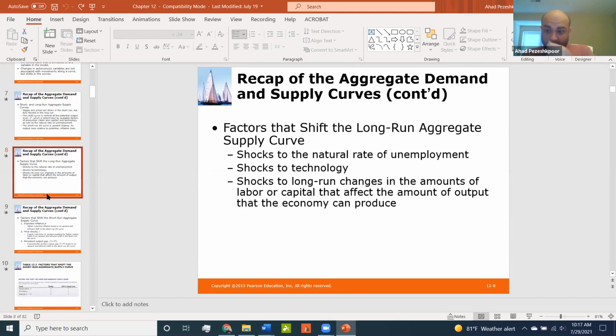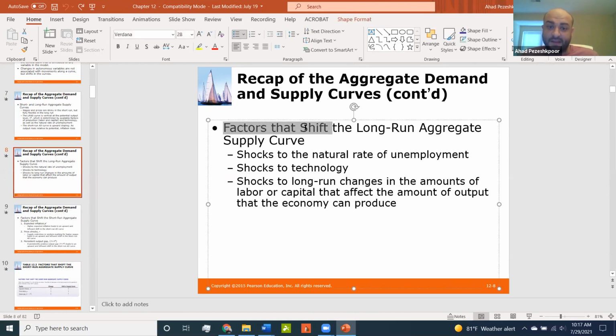And even today, as Jose said, they're trying to do that to make the economy recover faster. Factors that shift the long-run aggregate supply curve. You're talking about the long run here. Now you can't use magic tricks and take a rabbit out of your hat. In the long run, it's serious.